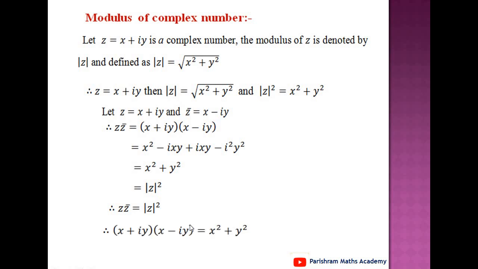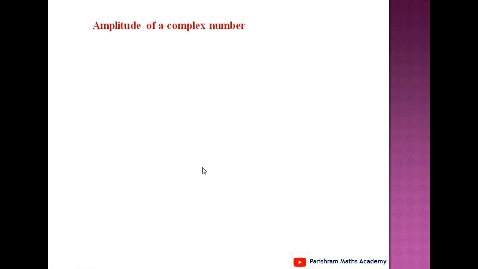And therefore we get the result: z is x plus iy, z bar equals x minus iy, equal to mod of z square, meaning x square plus y square, which is a standard result. x plus iy into x minus iy equals x square plus y square. Then, amplitude of a complex number.